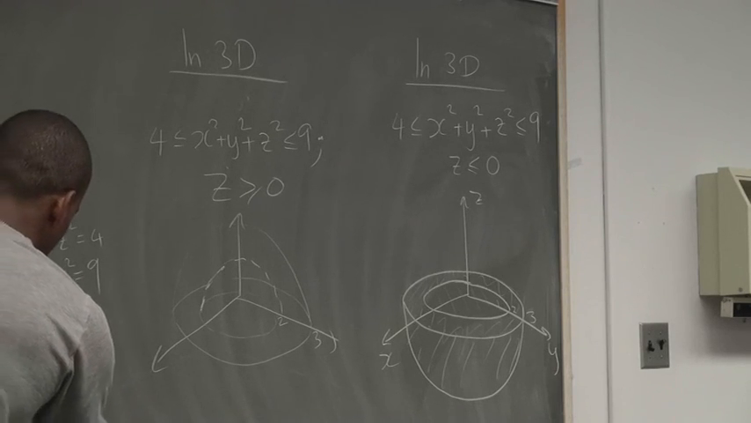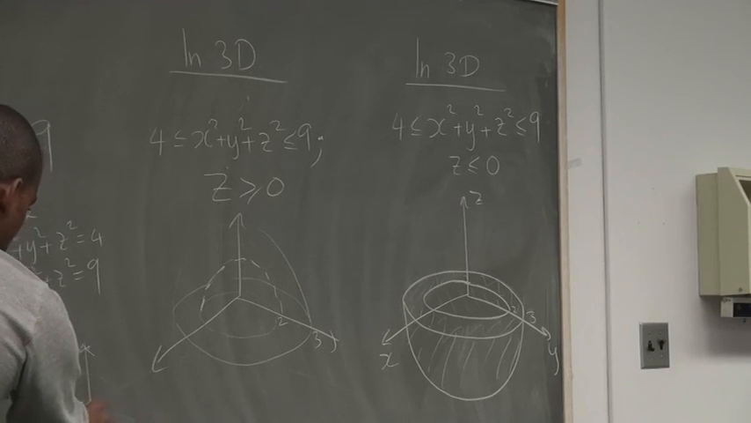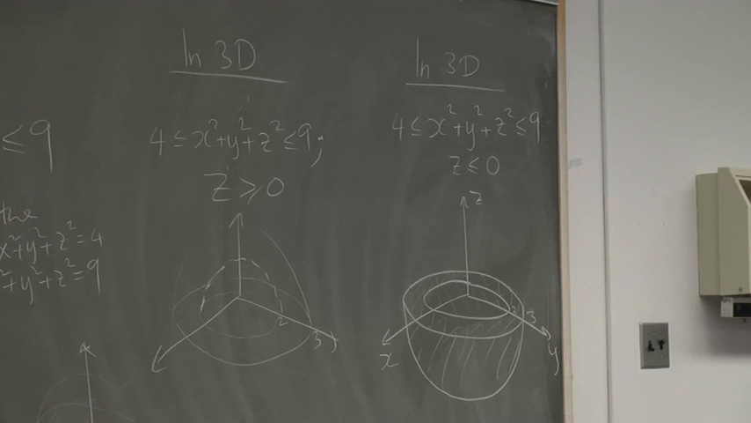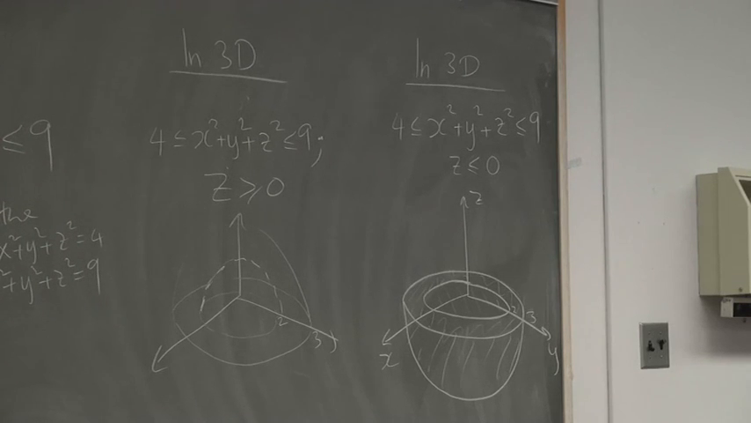So this would be the whole sphere. But I want the part where the x is less than 0, right? So it means I take the slice over here. I should probably actually draw that bigger so you can see that. Come over here.